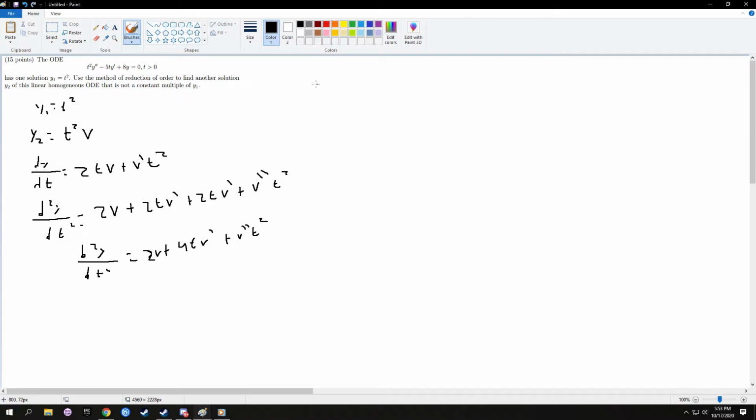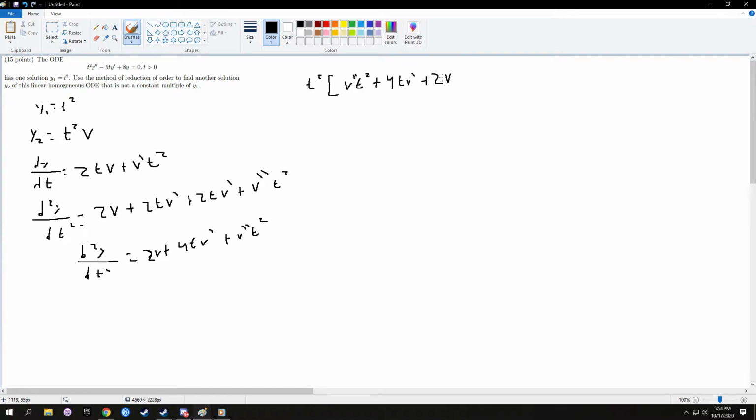Now let's plug in. You can clear this t squared if you want, but there's no point really. With the other method I'm going to show you at the very end of this problem, you have to clear the t squared on the y double prime, but you want to leave it there for now. So t squared will equal, now I plug this in: v double prime t squared plus this, and this becomes, of course, plus 2v.